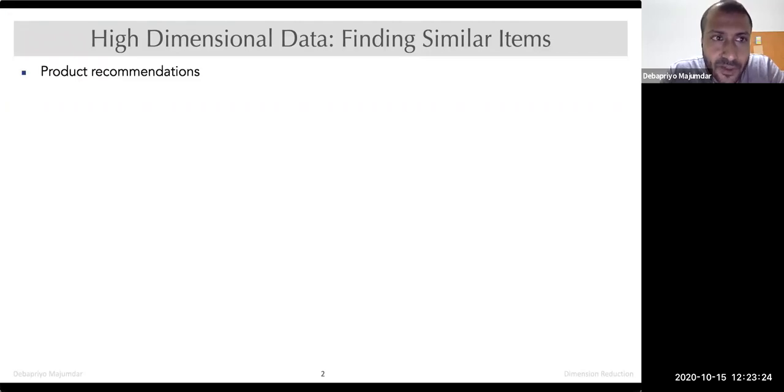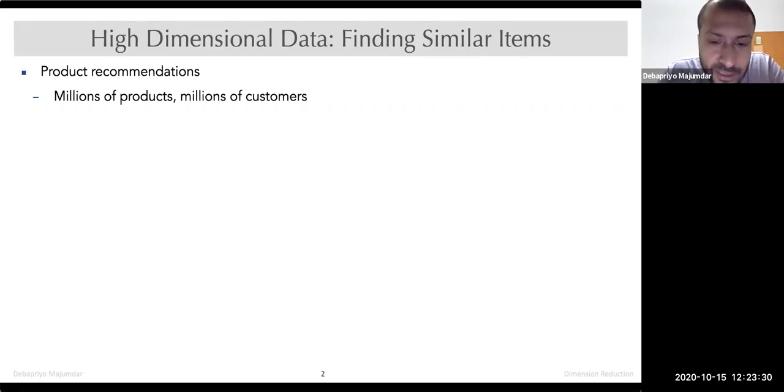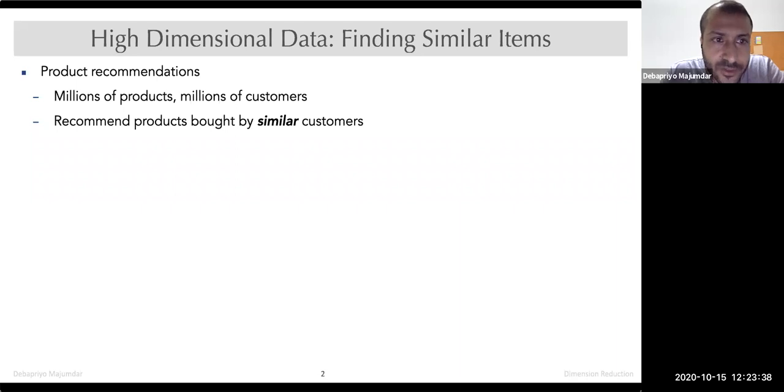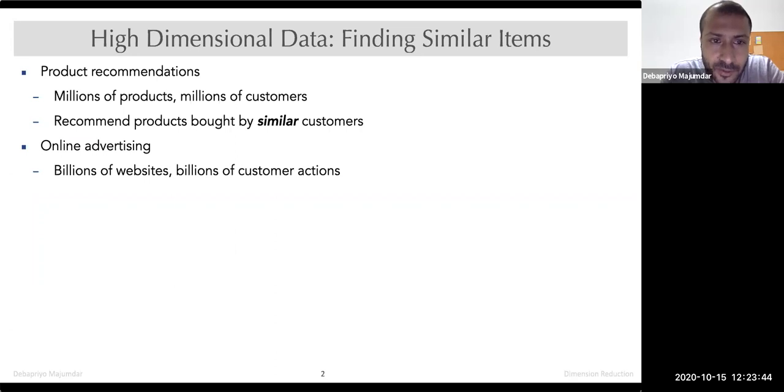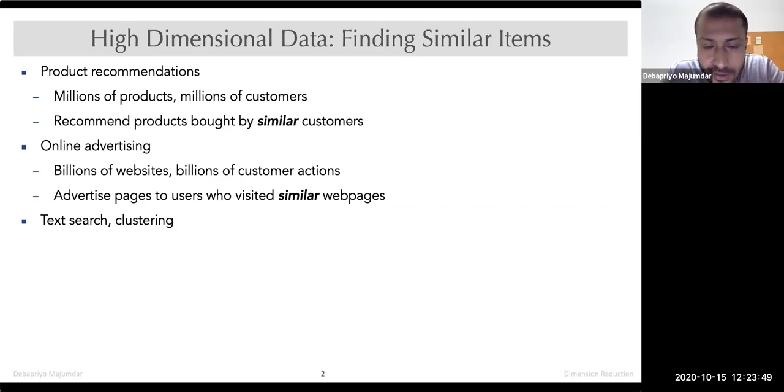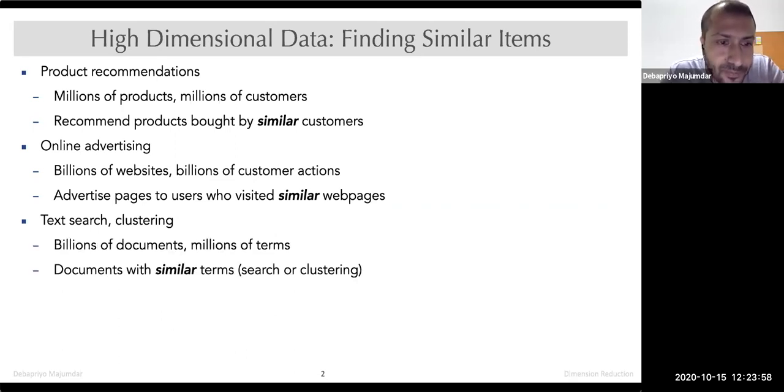You remember, we deal with very high dimensional data nowadays, used for product recommendation, where there are lots of products and lots of customers, and the job is to recommend products bought by similar customers. For online advertising also, there are lots of websites and a huge number of customer actions. And for text search, or terms and documents, words and documents, there are so many documents and millions of terms. And of course, in images also, we have a huge number of image features.